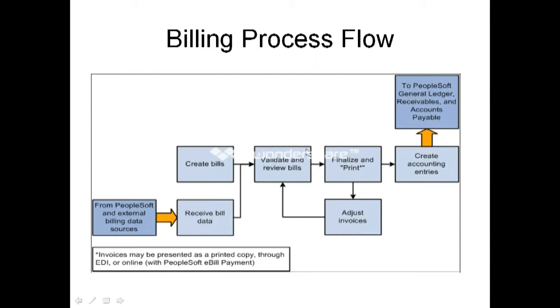Once you print the invoices, the next step is to create the accounting entries, and then send the billing and accounting entries onward: accounting entries to general ledger, and bill details to the receivables application. And if any refund is created out of this module, it will also be sent to accounts payable. So this is the overall main process flow for billing.